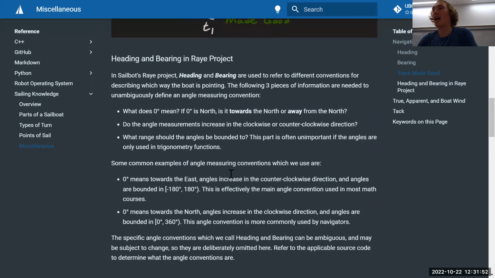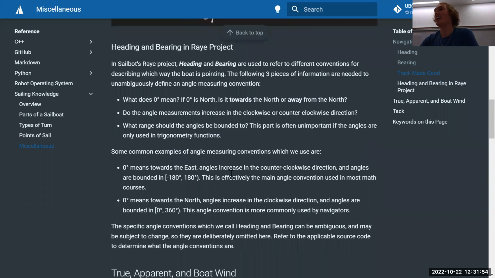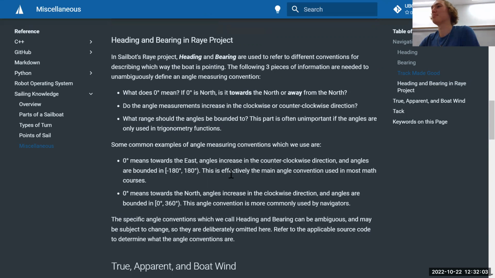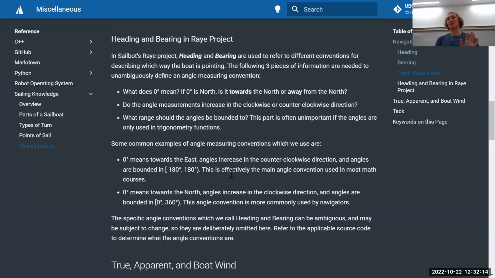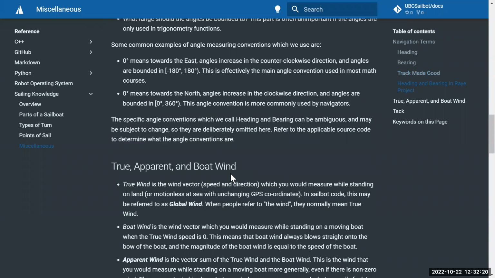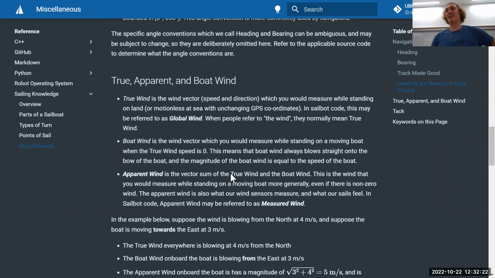I'm just going to say it quickly. In Ray, heading and bearing both really mean heading. They're just different conventions of measuring the angle. I'm deliberately not going to say what the conventions are because I don't want to get it wrong, so just look at the applicable code to figure out what the convention is. I wouldn't even be confident that we have consistent definitions for bearing and heading. And I think this only really matters for pathfinding. Okay, yeah.